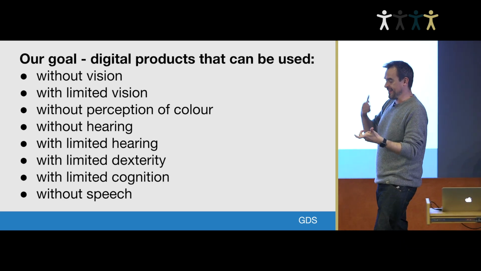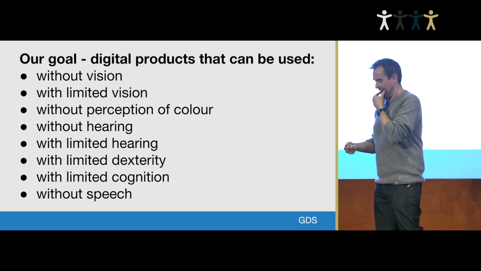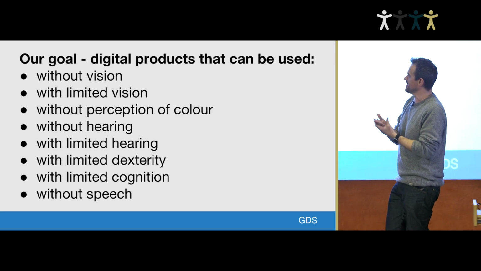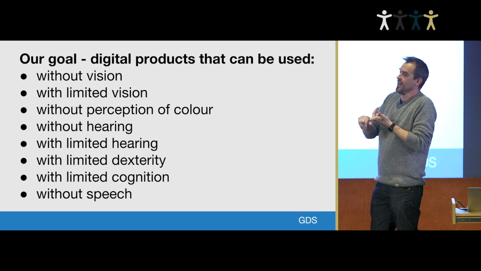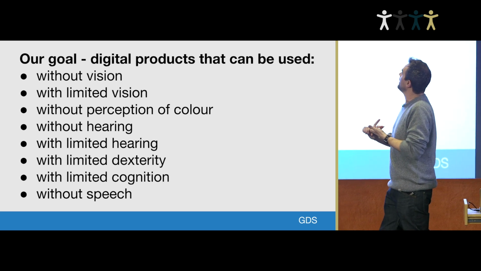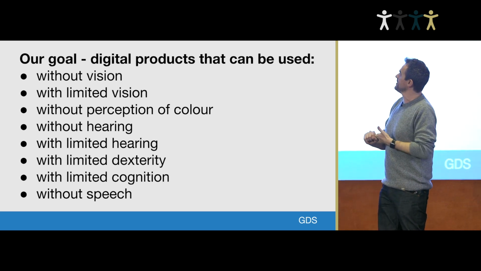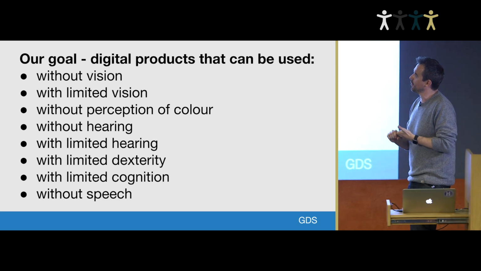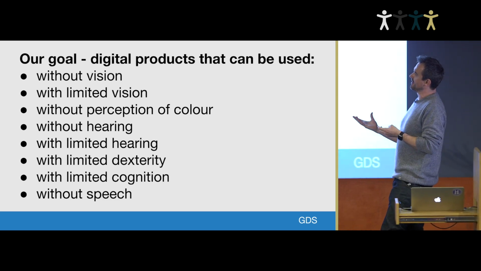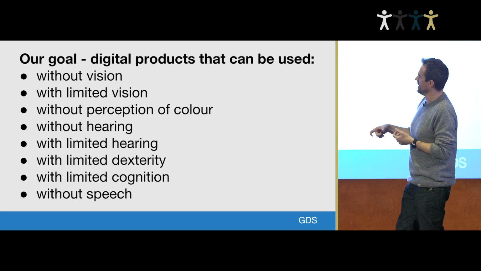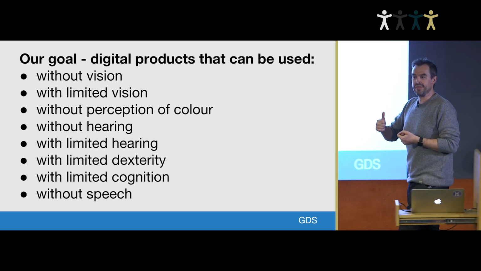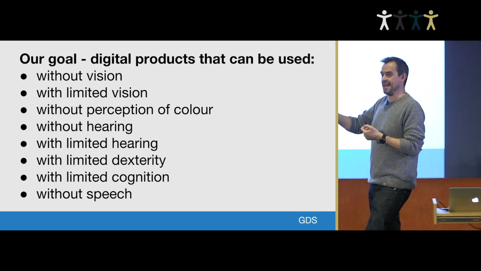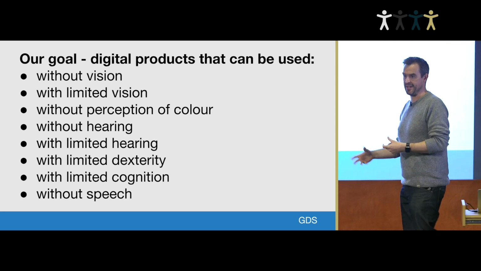So I've said that thinking about conditions and thinking about impairments isn't necessarily the best way to think about it. A much better way of thinking about it is our goal is to make digital products that work without vision, with limited vision, without perception of colour, without hearing, with limited hearing, with limited dexterity, with limited cognition, and without speech. That sounds like quite a task, but it's absolutely doable if you approach accessibility in the right way.